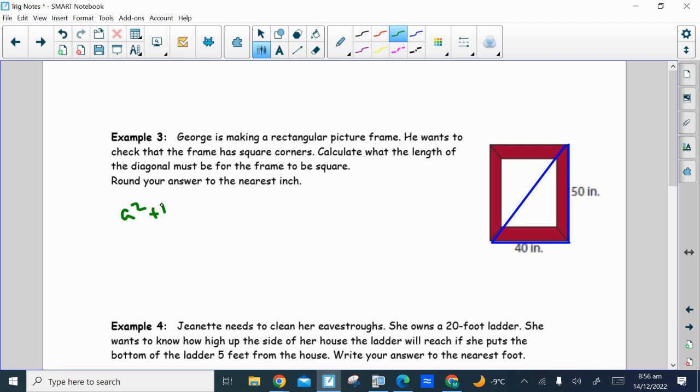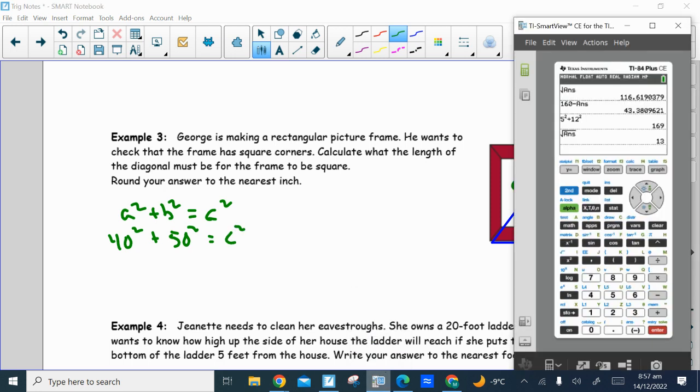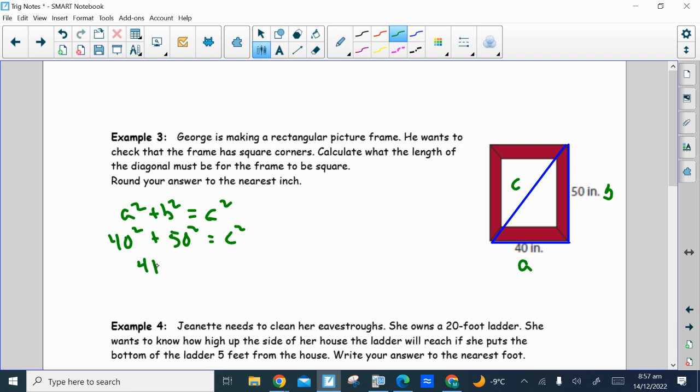So again, a squared plus b squared equals c squared is Pythagorean theorem. The two legs are a and b. Again, you can switch those two around, but the hypotenuse always has to be c. So we said that little a was 40, little b is 50. So 40 squared plus 50 squared is what the left side is. That's 4,100. That's what c squared equals. So now we'll take the square root of both sides to find out what c is.